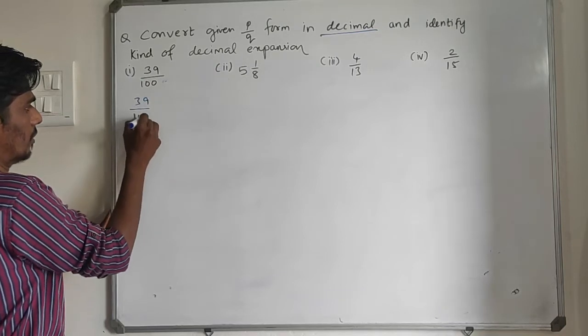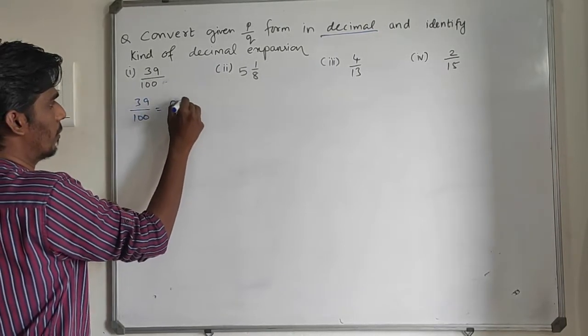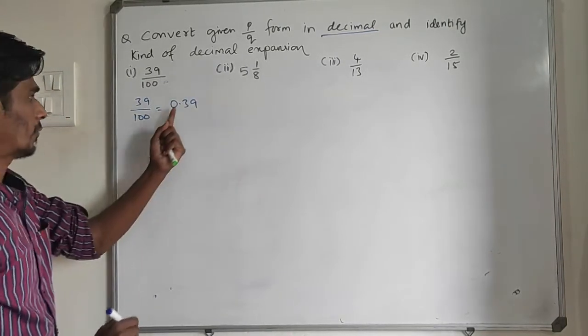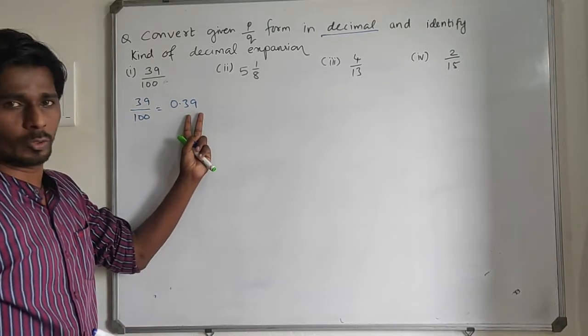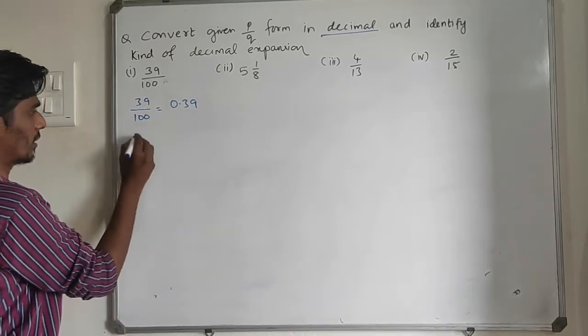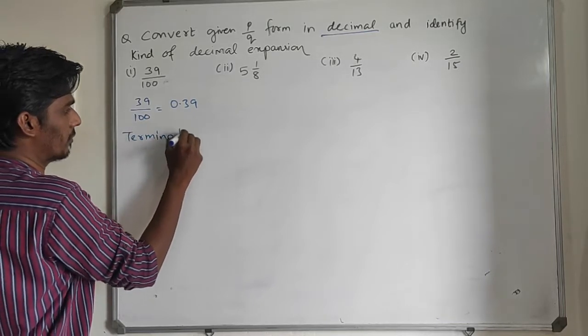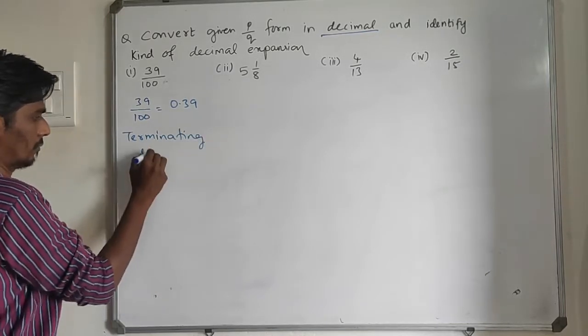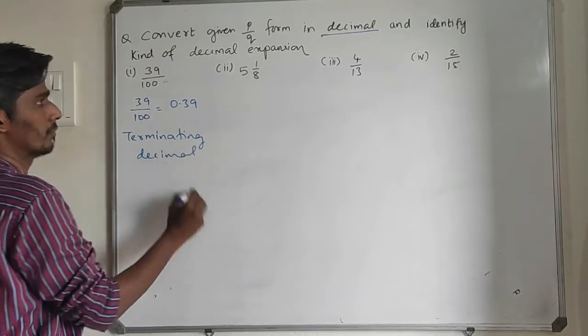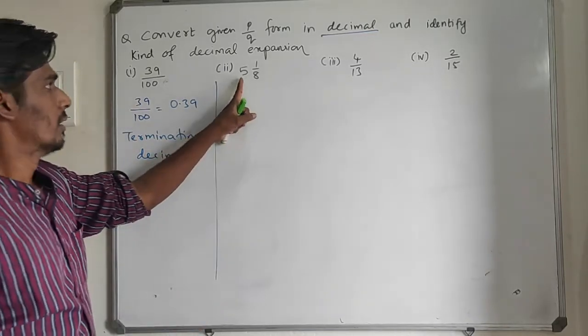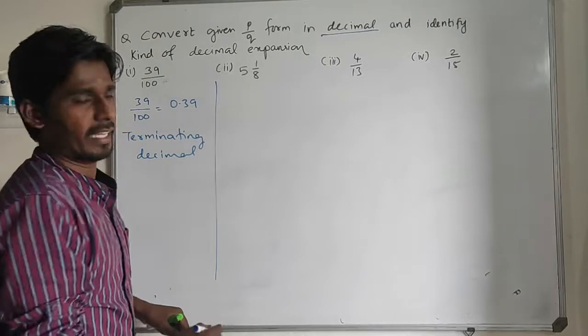So we can write directly 39 upon 100 equals 0.39. After the decimal point, how many decimals are there? 2 decimals. So I can say that this is having a terminating decimal.